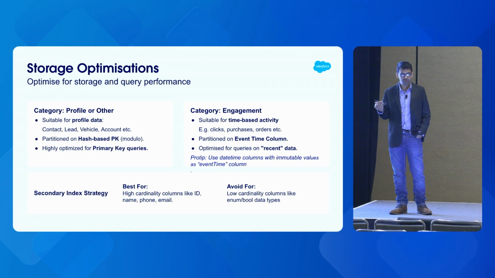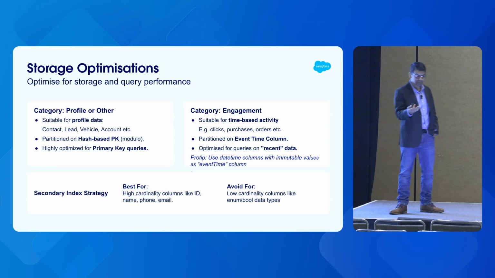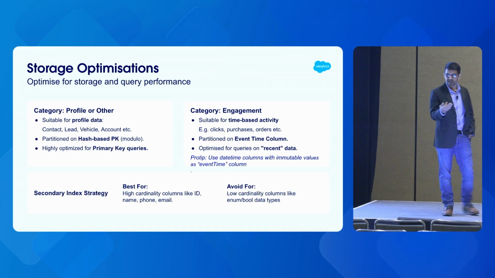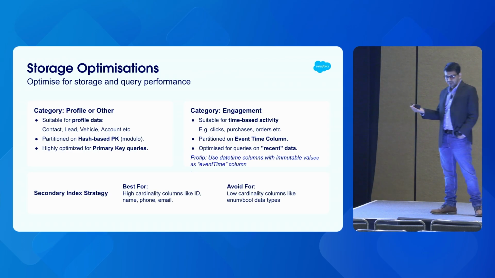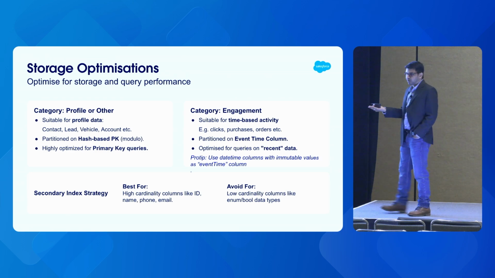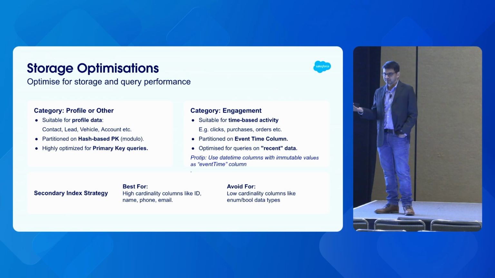Profile is generally used for things like contact, lead, and account, where you want to do an identity resolution and you want to build insights. So think about it like a dimension, a unit against which you want to have some insights generated. The way it works internally is hash based on the primary key. So naturally it's optimized for primary key lookups, right?